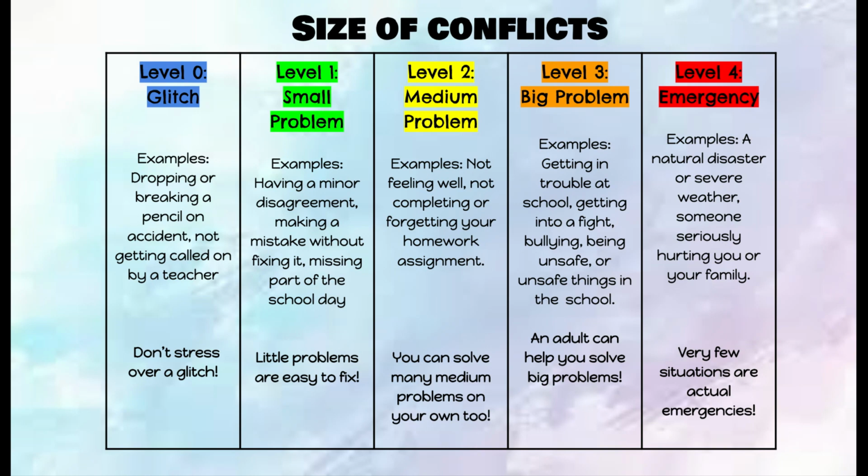Level 4 is an emergency. Now, there are very few actual emergencies that we come into on a day-to-day basis, but they do exist and we need to be aware of them. A natural disaster could be an emergency, severe weather, or someone seriously hurting you or your family. Those you definitely need to get an adult because we need to take immediate action to help problem solve those emergency problems. Okay.